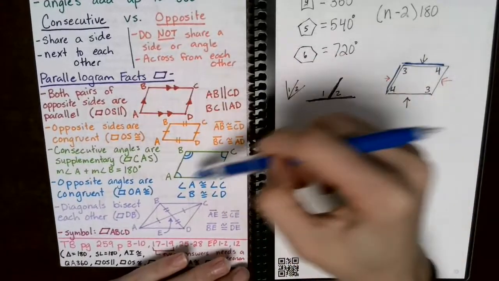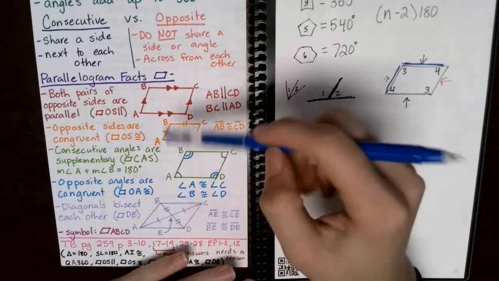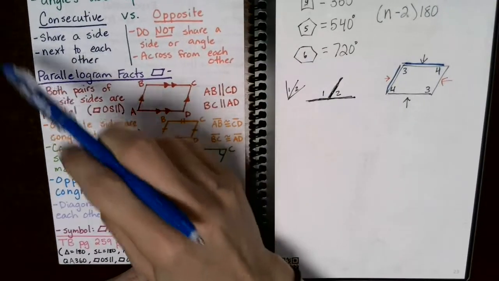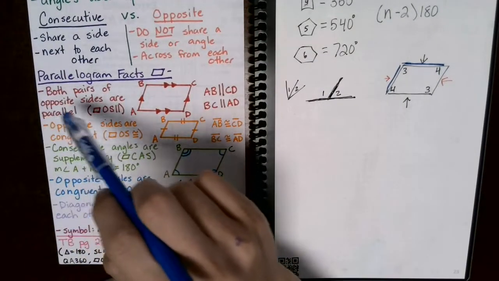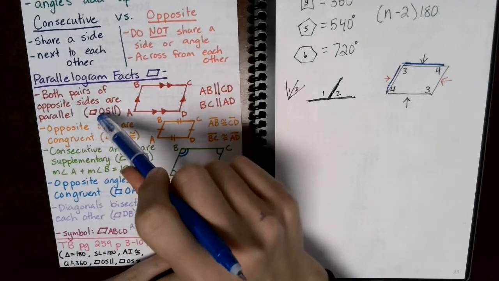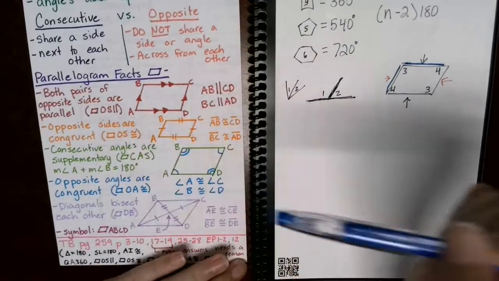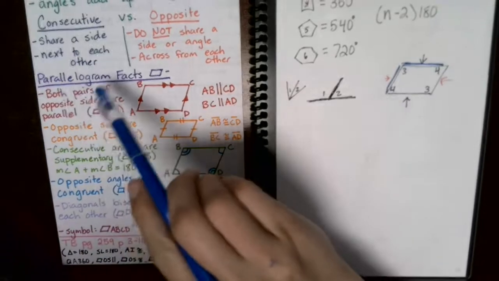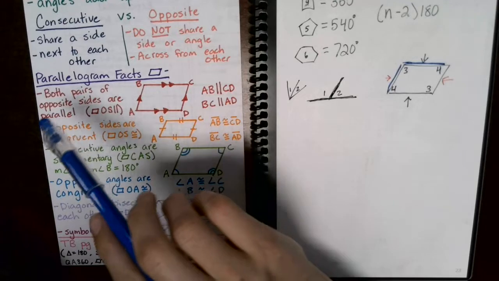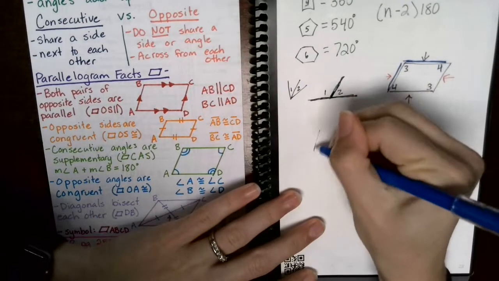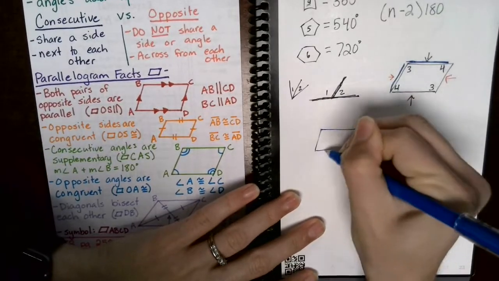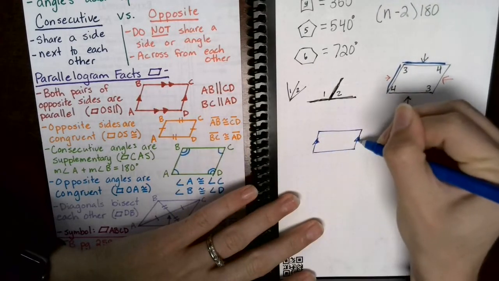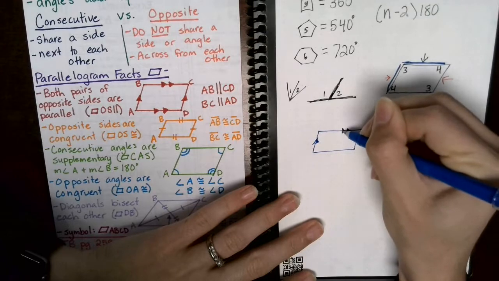So our parallelogram facts, they're very important to know, and they each have their abbreviation because it's a lot to write out to say both pairs of sides are parallel, where we can just use this abbreviation. So the most important part about parallelograms is where it gets its name. Both pairs of opposite sides are parallel. So if we have a shape, we have opposite sides are parallel. So these are parallel, and these are parallel.